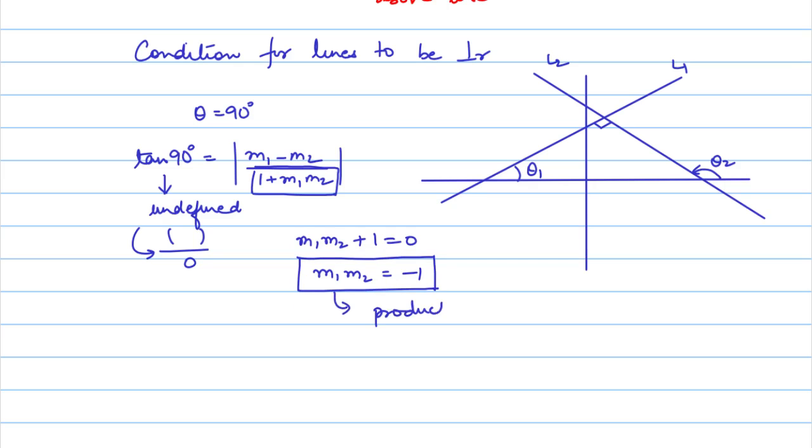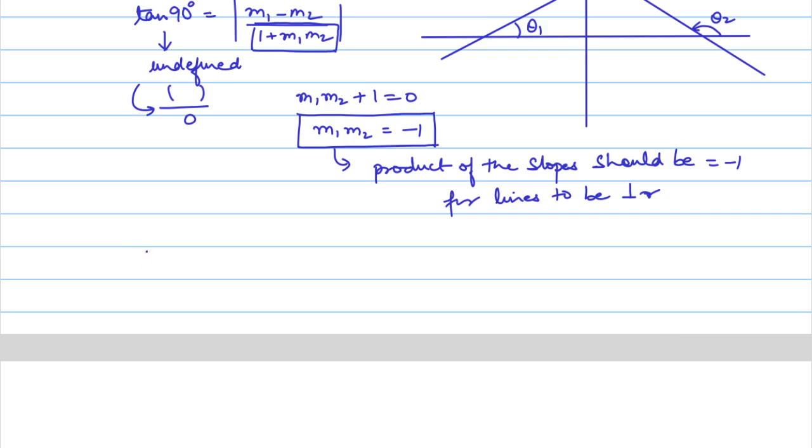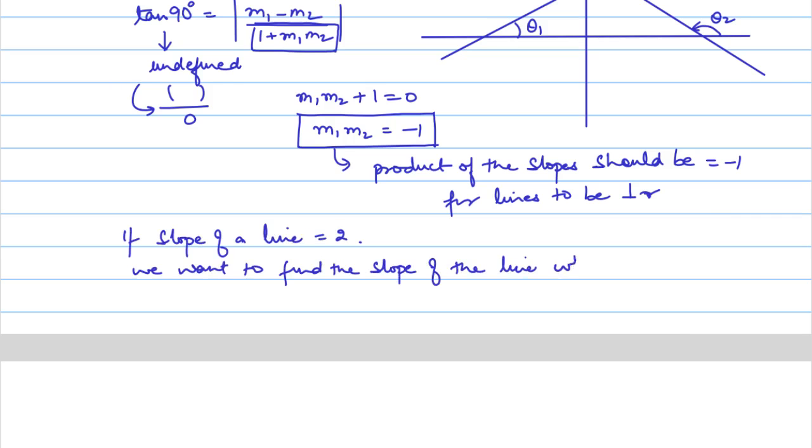Product of the slopes should be minus 1 for lines to be perpendicular. For example, if the slope of a line is 2 and we want to find the slope of the line which is perpendicular to this line, so therefore what would be its slope?